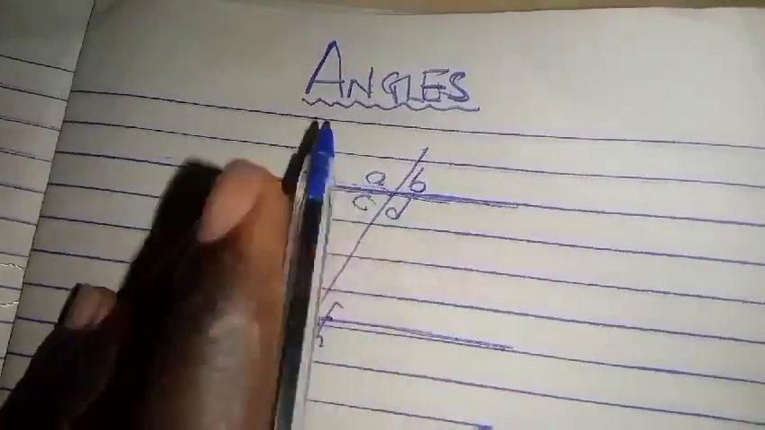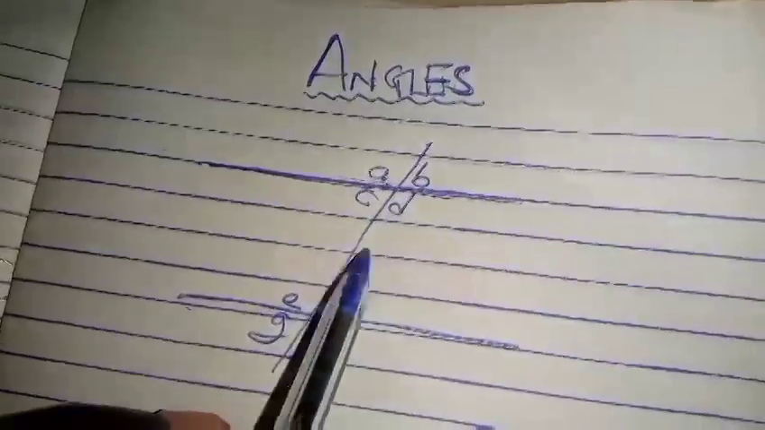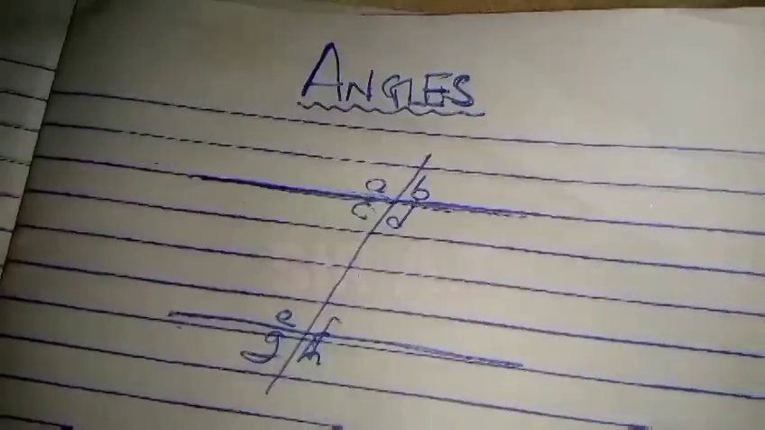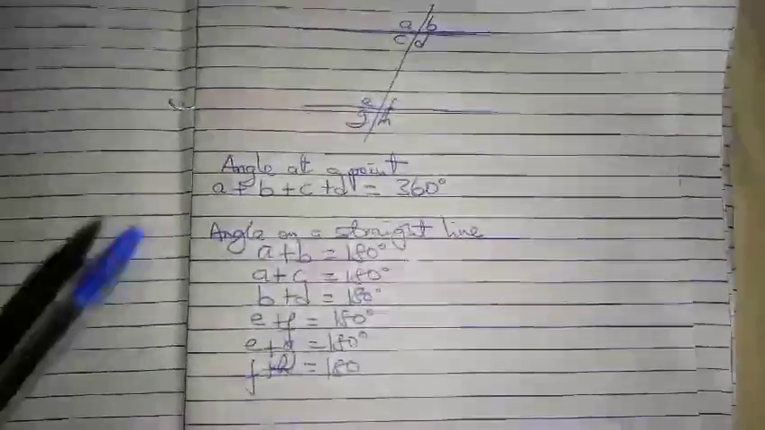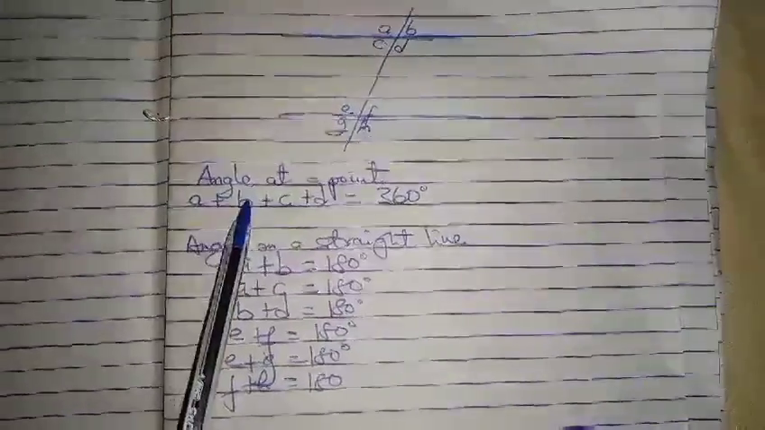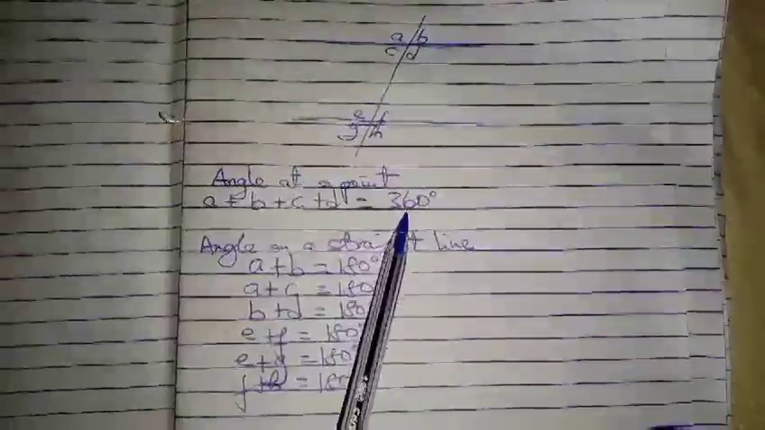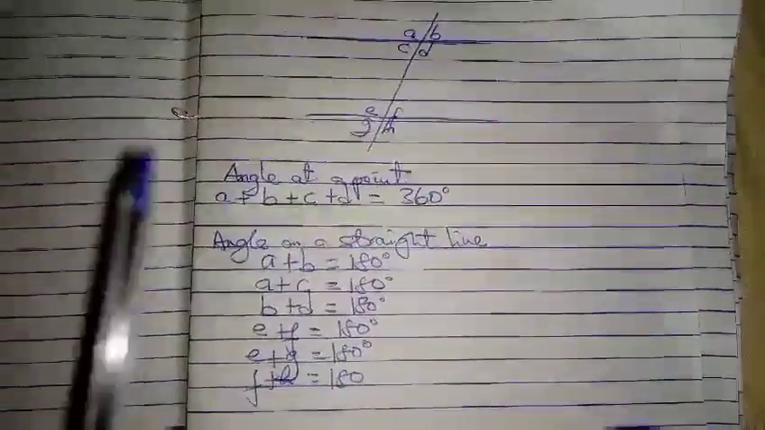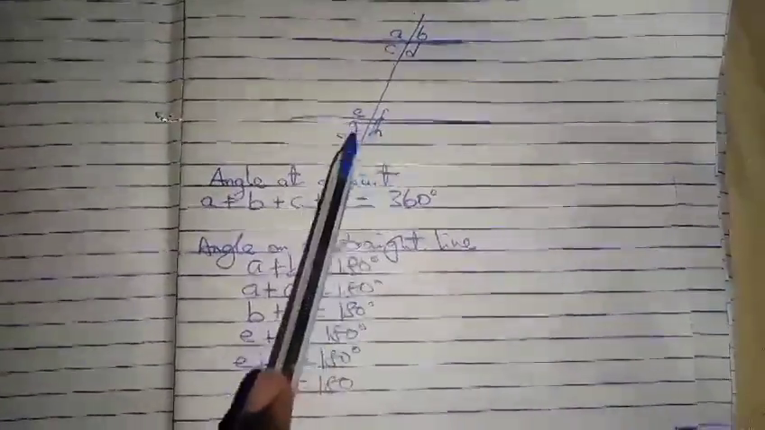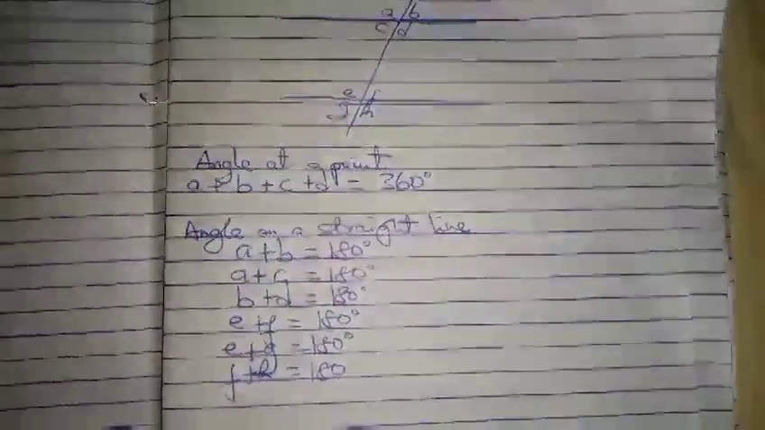So we are going to focus on these two properties of angles. That is angle at a point, 360, and then angle on a straight line, which is equal to 180 degrees. So let's look at these simple illustrations here. We have A plus B plus C plus D, that is 360. You can think of E plus F plus G plus H, which is also 360 degrees.